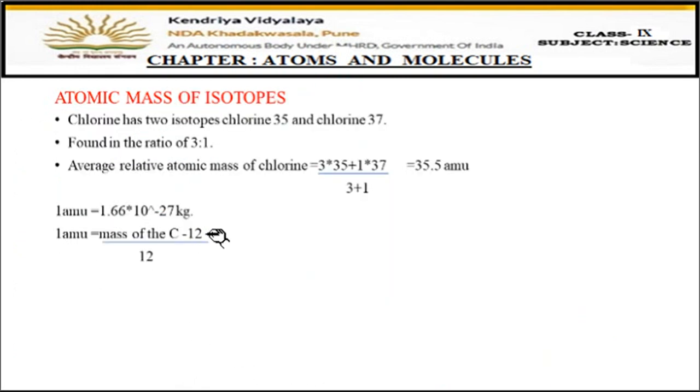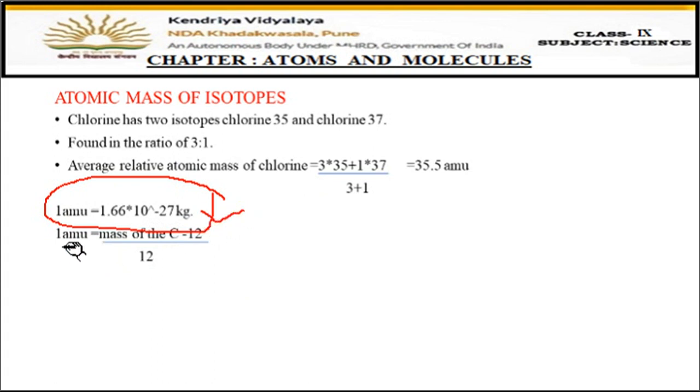Like here in the next slide I have written, 1 AMU is equal to the mass of the carbon 12 atom divided by 12. This value is known as 1 AMU, and if we have to find the value of AMU in kg, it comes to 1.66 multiplied by 10 raised to minus 27 kg. This is the value of 1 AMU in kg.